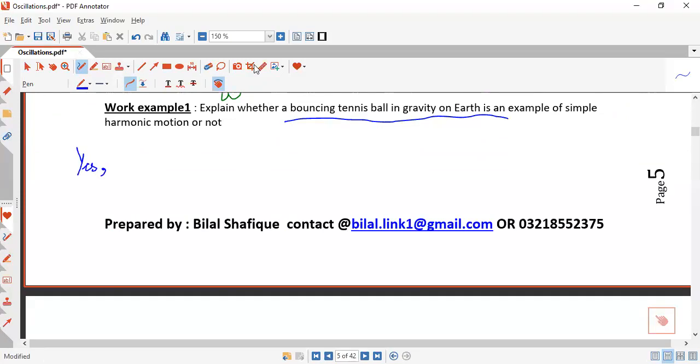Okay, Hadi, what do you say? Yes. Sadek, I think so, sir. Misha, do you think so? I don't think so. Very good. Misha is right, it is not simple harmonic motion. So why, Misha? Its acceleration is constant on Earth. Very good, as acceleration is constant.